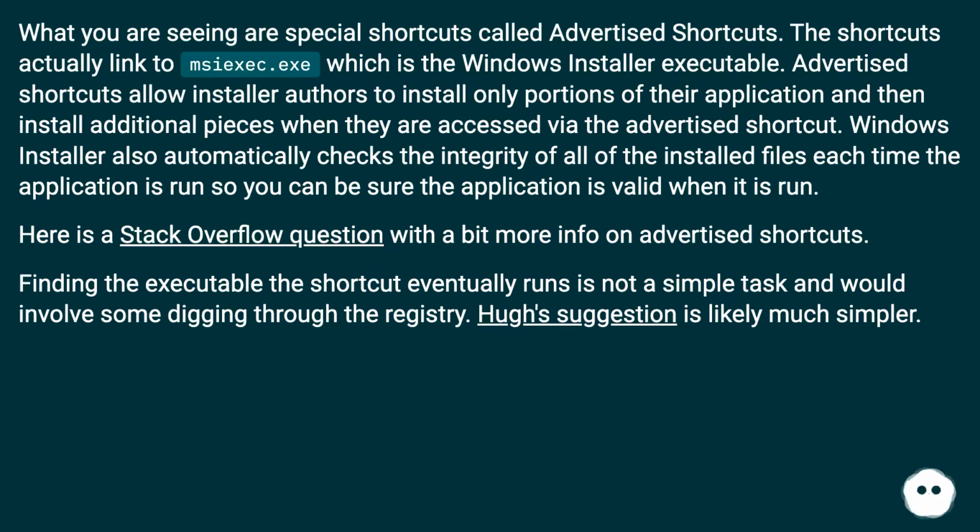Windows Installer also automatically checks the integrity of all of the installed files each time the application is run, so you can be sure the application is valid when it is run. Here is a Stack Overflow question with a bit more info on advertised shortcuts. Finding the executable the shortcut eventually runs is not a simple task, and would involve some digging through the registry. Hugh's suggestion is likely much simpler.